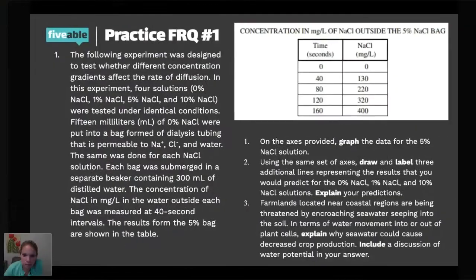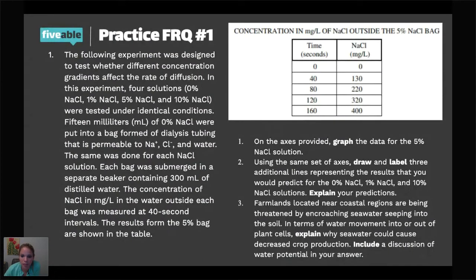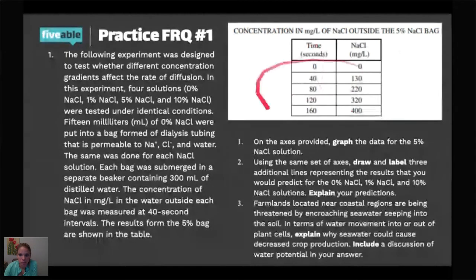Part A says, on the axes provided, graph the data for the 5% NaCl solution. Y'all, I'm sorry, there's not really a way for us to do this, but I want to go over what that's going to look like. You're going to have to use this information and graph it. Here's the critical thing you must know about graphing when you do a free response. It's almost always going to be 3 points. First point is just for graphing it. Second point is for scaling it properly. Third point is for labeling your axes with units. So seconds and milligrams per liter.